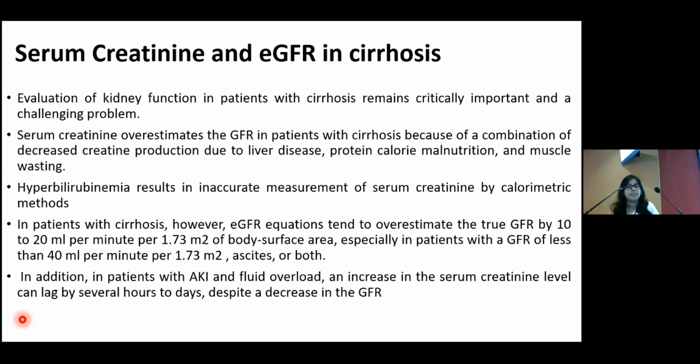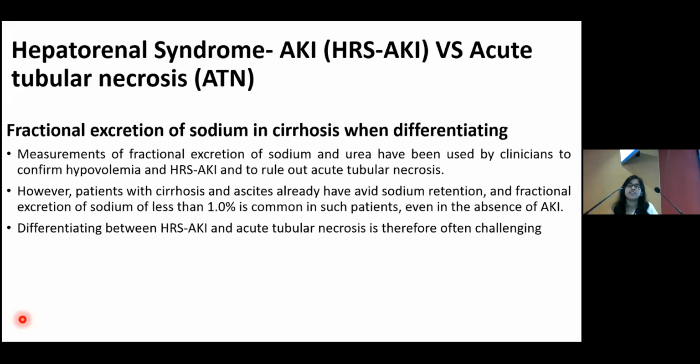The other common measure that we talk about is fractional excretion of sodium, and how we use this to differentiate hepatorenal syndrome AKI and acute tubular necrosis. In hepatorenal syndrome and pre-renal AKI, the urinary sodium is less than 10. But if the patient is on diuretics, we can't use that value. In acute tubular necrosis, the urinary sodium is more than 10. And fractional excretion of sodium is usually less than 1% in pre-renal AKI and more than 1% in acute tubular necrosis.